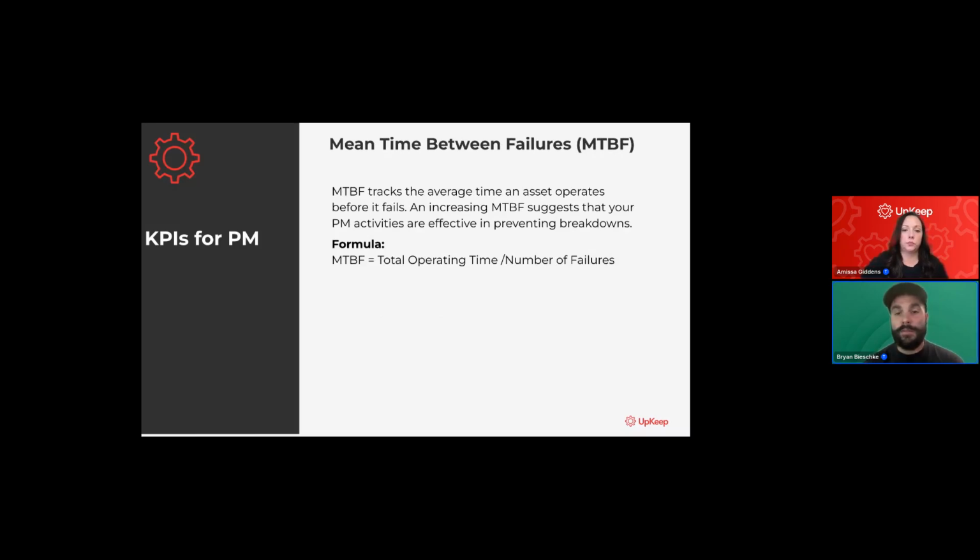Of course, the obvious one is mean time between failure, right? It tracks the average time an asset operates before it fails. Increasing MTBF suggests your PM practices are effective in preventing breakdowns, right? So that's like your reliability metric.